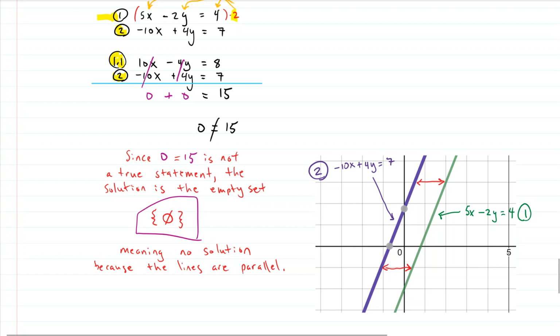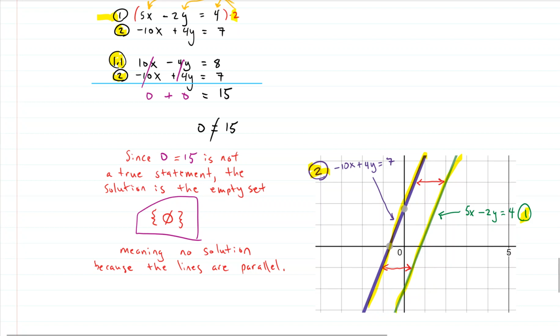There's no solution. And if we look at the graph, we can see equation 2 here, the purple. We can see equation 1 here in the green, and they're parallel. They never touch. So we do not have a solution for this system of equations, meaning they never touch.